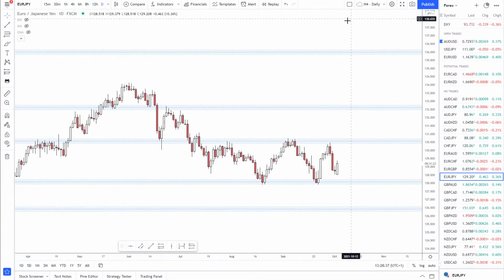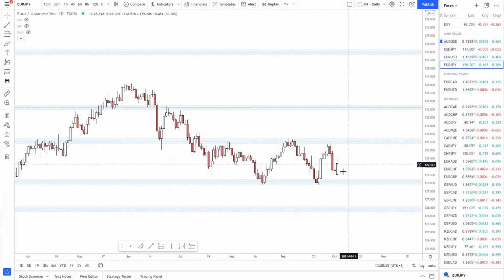Euro JPY is in a pretty nice range, guys. I like this range on Euro JPY. I think we actually talked about this one too in the members only analysis at the end of last week. This one hasn't really done anything, but I believe at the end of last week I said that if it goes down to this support area, I'd be looking for a long.